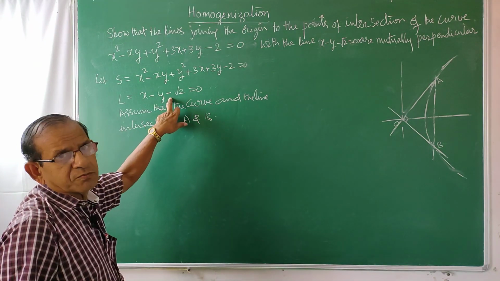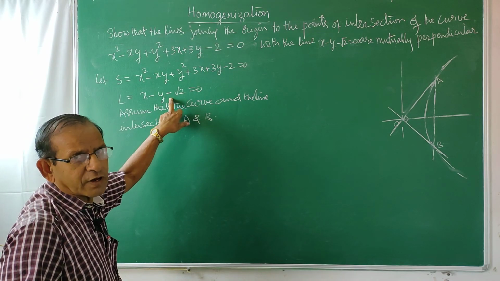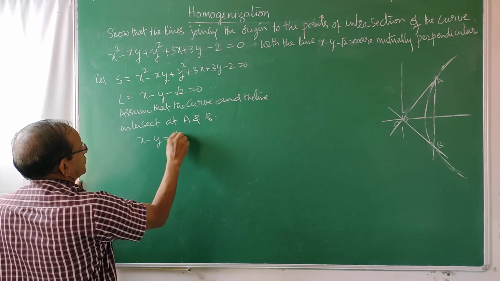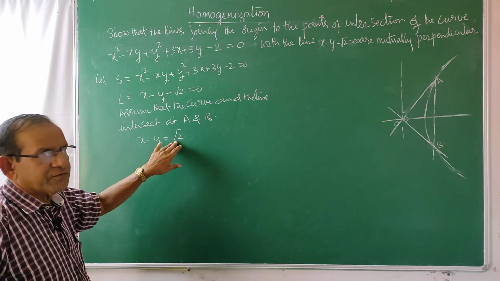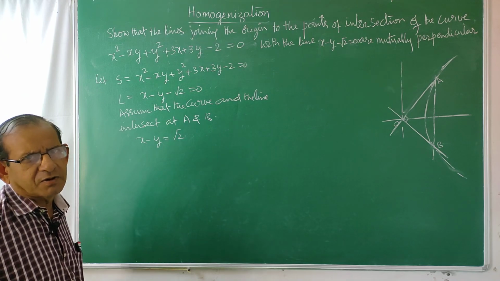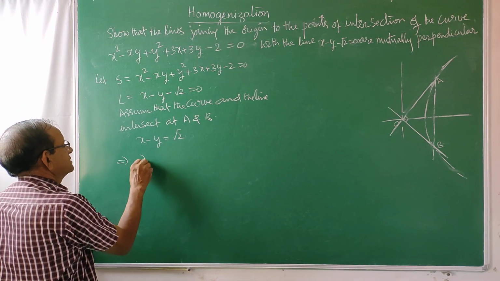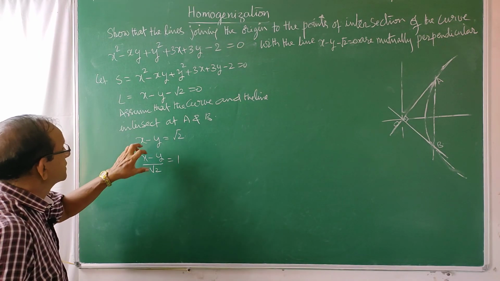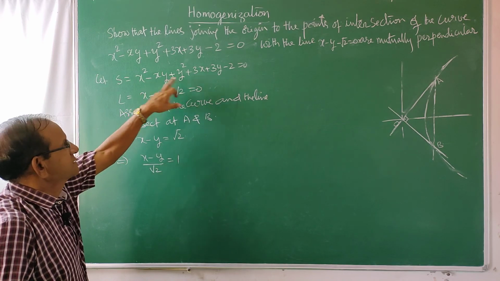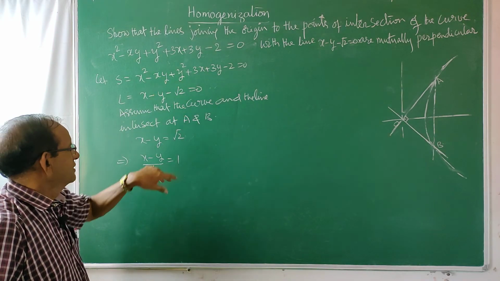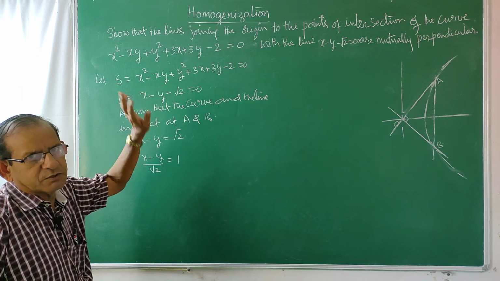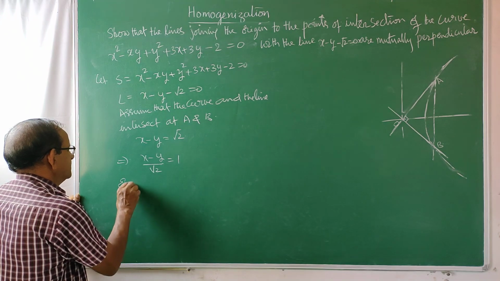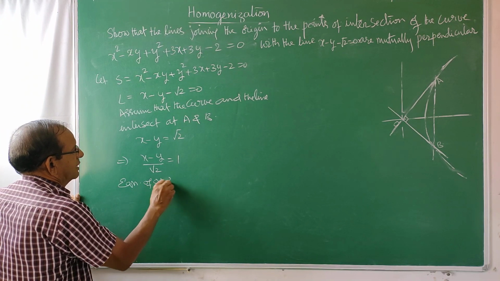Now first of all we have to make this straight line equation equal to 1. So x minus y is equal to root 2 is given. Now to get 1 on the right side, divide both sides by root 2. That implies (x minus y) by root 2 is equal to 1. Now by using this 1, we have to make it homogeneous in the given equation of the curve. Then you will get a second degree homogeneous equation. That is nothing but the equation of OA and OB.